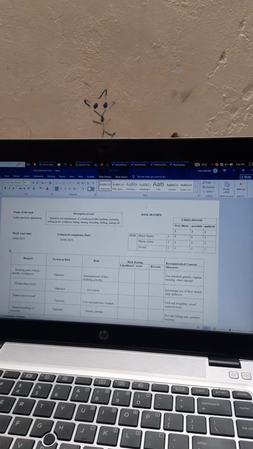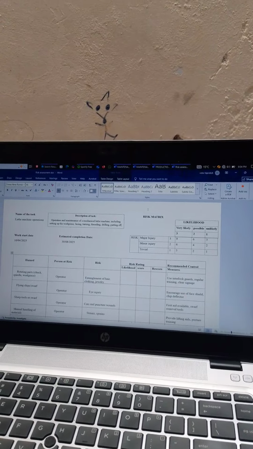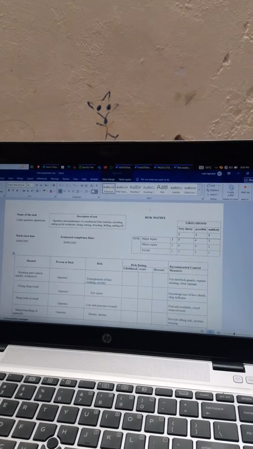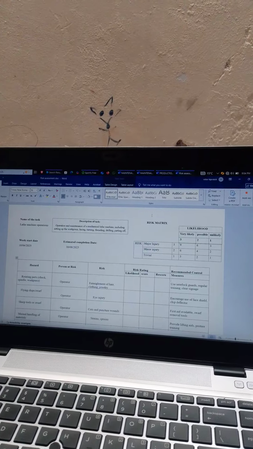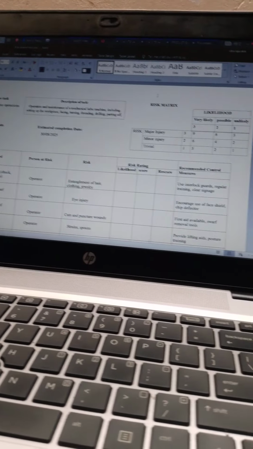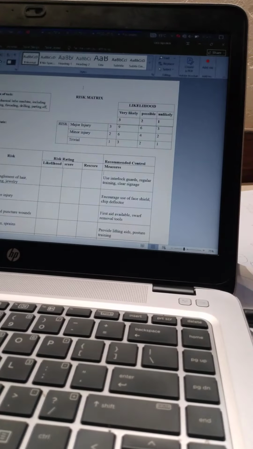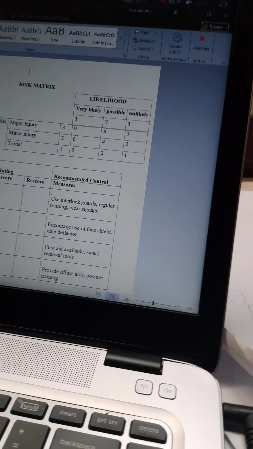About the flying chips or the swarf, the person at risk here is the operator. The risk itself is eye injury. So for the likelihood of happening, if it is very likely, we give it 3. If it is possible to happen, we give it 2. The unlikely one, we give it a 1 mark. So on the measures to prevent the hazard, we encourage the use of a face shield or a chip deflector.